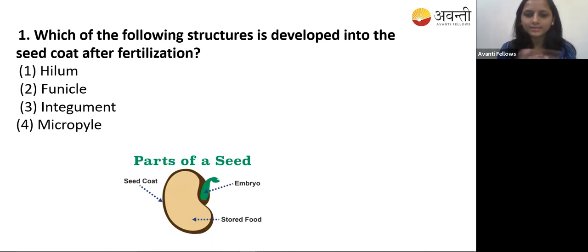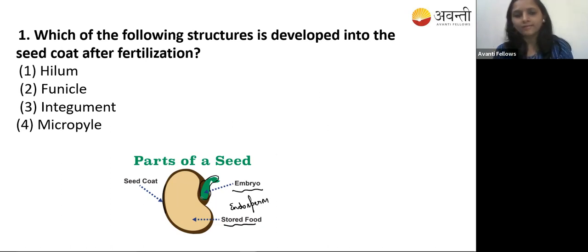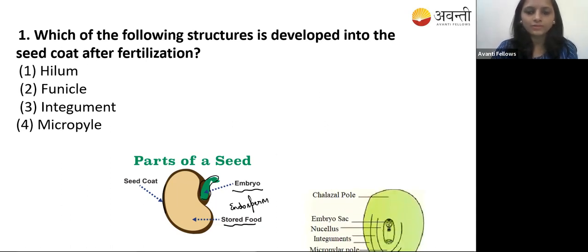If you see the seed structure, you can see the seed coat on the outside, and on the inner side you can see the stored food, which is also called the endosperm. The endosperm gives nourishment to the growing embryo. Here you can see the growing embryo. Fine, so let us see which options are correct.